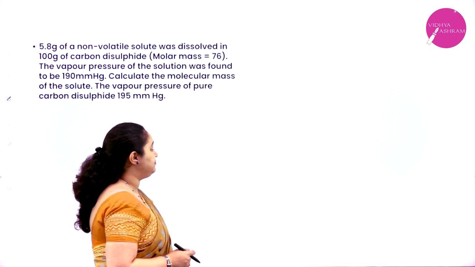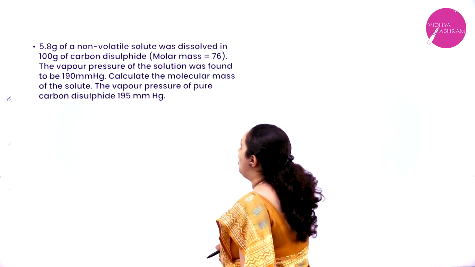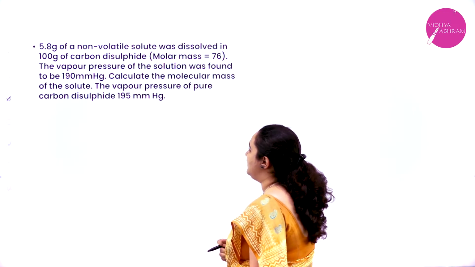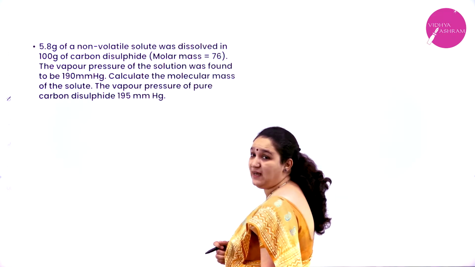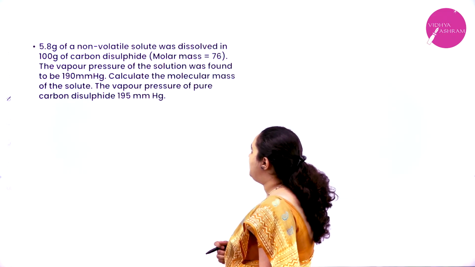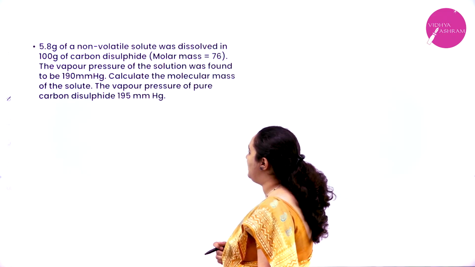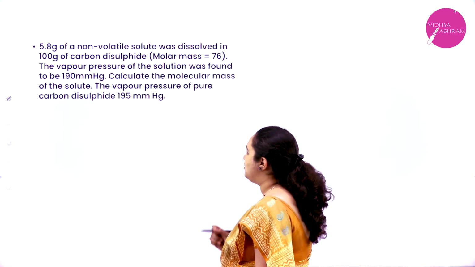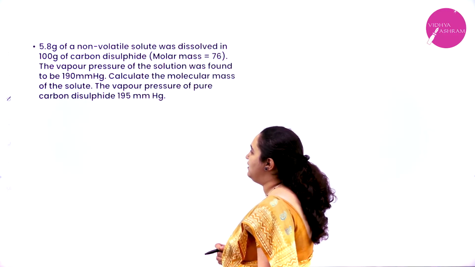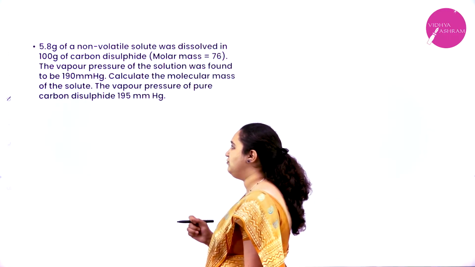Next question. 5.8 grams of non-volatile solute was dissolved in 100 grams of carbon disulfide. Molar mass of carbon disulfide is given. The vapor pressure of the solution was found to be 190 millimeter of mercury. Calculate the molecular mass of the solute. The vapor pressure of the pure carbon disulfide is 195 millimeter of mercury.